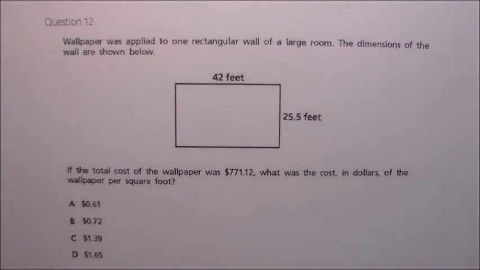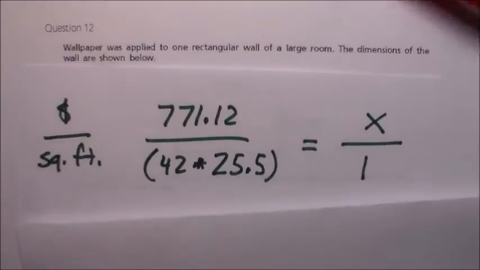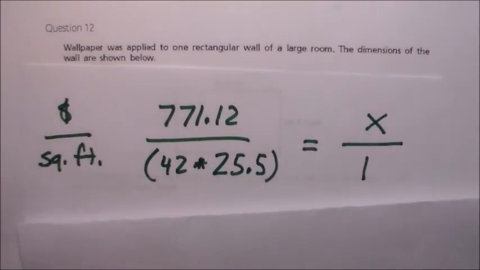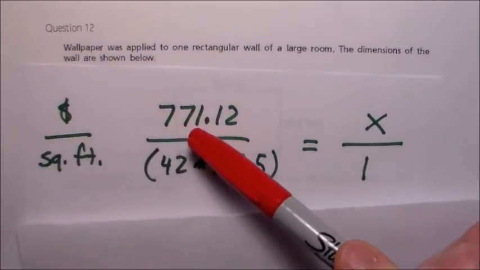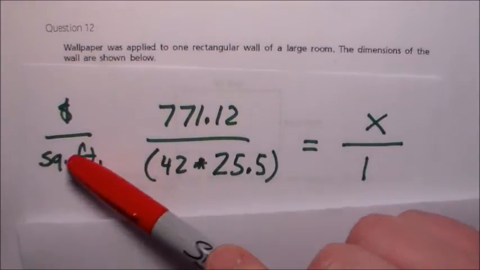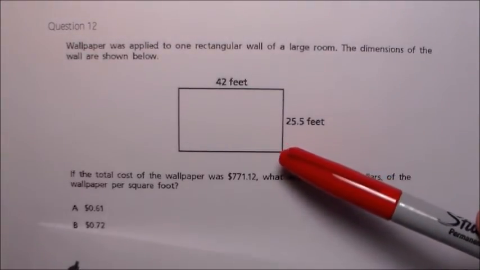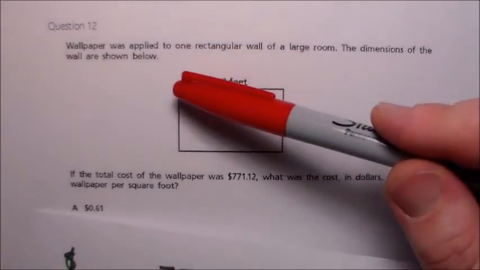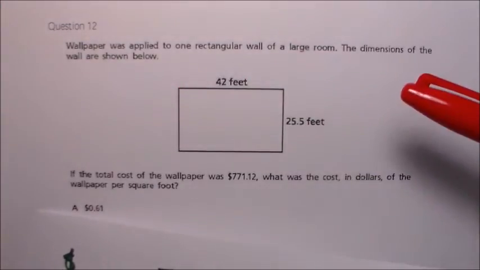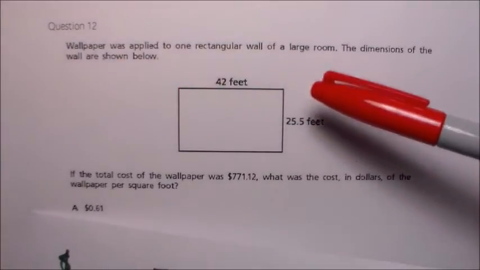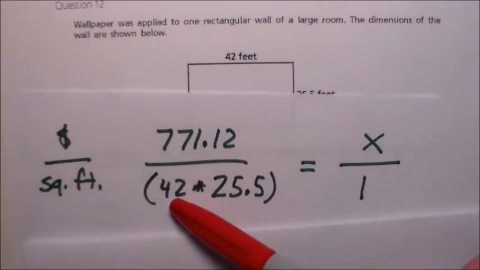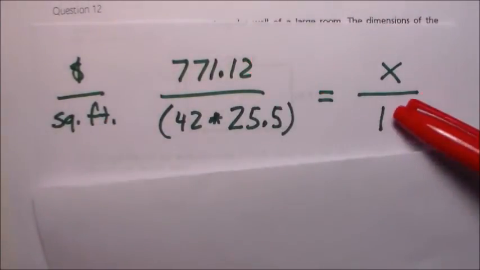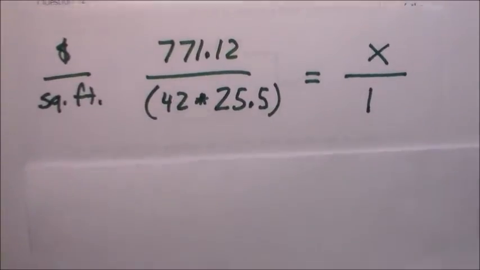So we need to know per square foot. We need to know the unit rate of cost per square foot. How much cost do we have? We're told $771.12. What's our square footage? Well, we need to know that the length times the width of a rectangle gives you the area, or 1 foot measure times another foot measure gives you square feet. So that's pretty 6th grade stuff. We're pretty confident in that. And we'll just do 42 times 25.5 to get our square footage. We know the cost, and we're going to calculate a unit rate, and we should be able to do this.